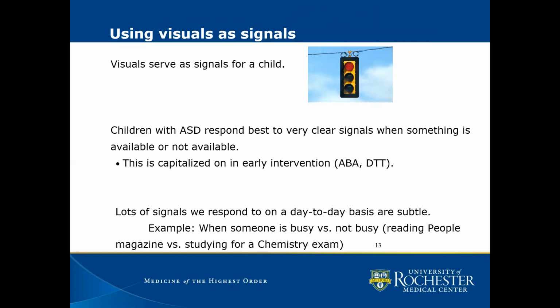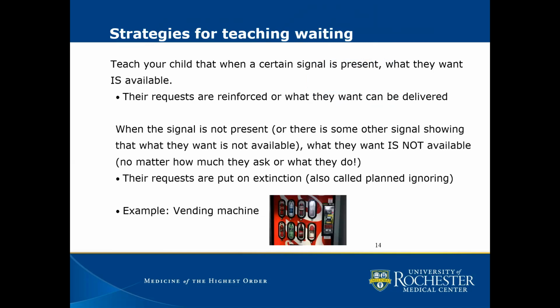But, like I said, lots of the signals we respond to on a day-to-day basis are kind of subtle. Some things I want to emphasize is that when we're teaching a child to wait, or teaching your child to wait, we're not going to wait for some of these things to just happen. You can teach a child to wait in the presence of a signal, or not wait. And essentially what you want them to realize is that when a certain signal is present, what they want is available, and those requests are reinforced, or what they want can be delivered. And then when the signal is not present, or maybe there's another signal showing that what they want isn't available, it's just not available no matter how much they ask or what they do.